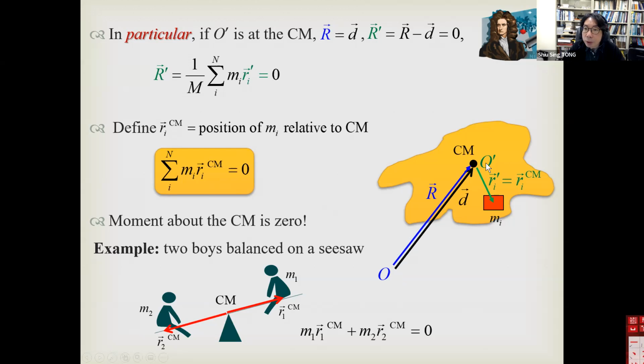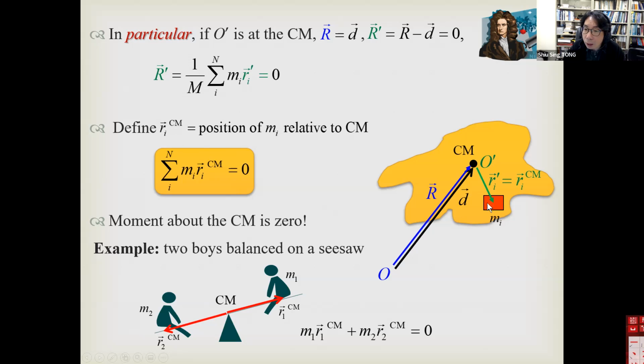Now, because we choose this position to be so special, we choose the prime coordinate to be exactly the position of the center of mass. So it may be more convenient or more explicit to call this R prime R^CM, where the superscript CM denotes the position vector relative to the center of mass.